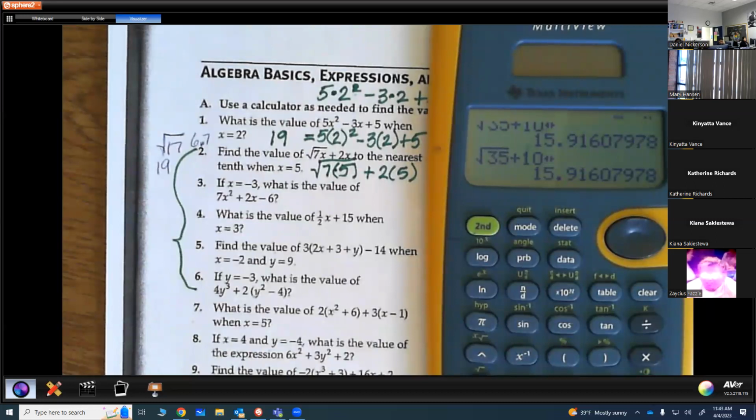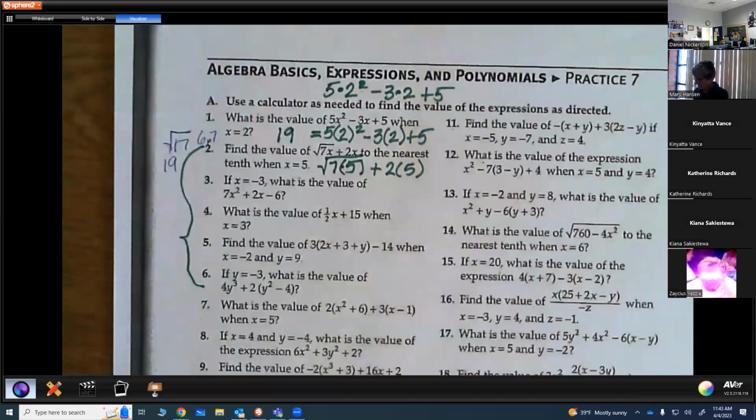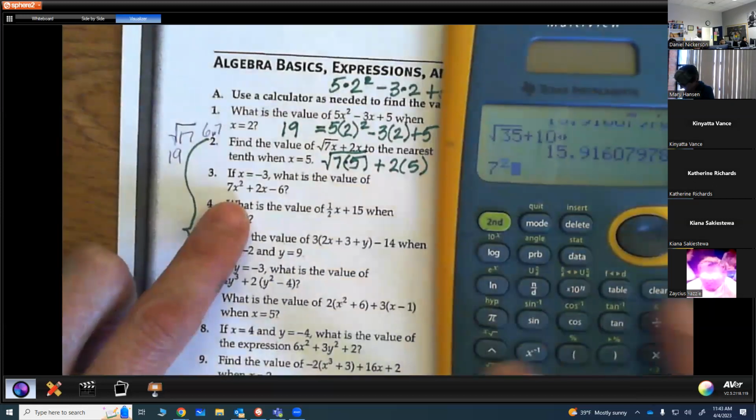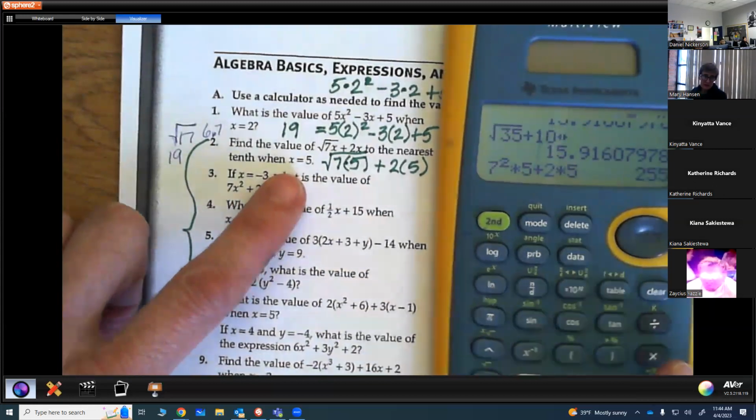Use yours or mine? I got 225, you got 220, or 255. 255. Yeah, I just did the 49 times 5. Where are you getting 49 times 5? The square root of 7. You squared 7. You didn't take the square root of it, you squared it. Oh, squared it. Yep, you did 7 squared times 5 plus 2 times 5. And that's how you get 255.